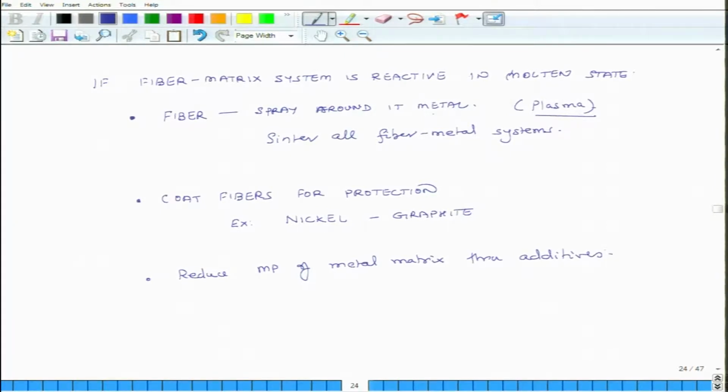For instance, if you add, for example, 12% silicon to aluminum, the melting point goes down from 660 degrees centigrade to 580 degrees centigrade. So these are all different strategies you use. And the last option is CVD, chemical vapor deposition. So this is another thing you can use.